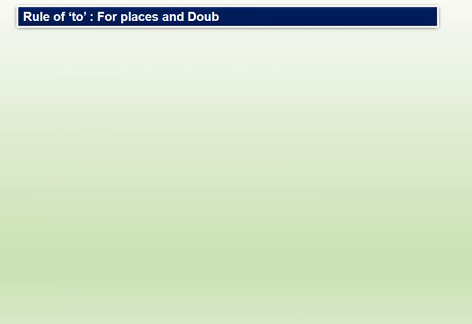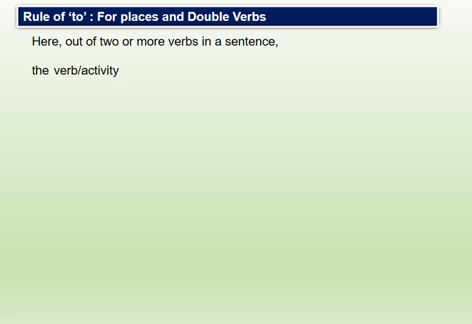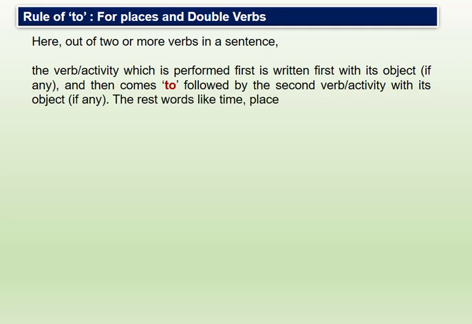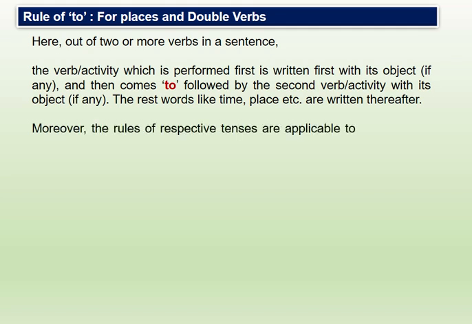So the rule of 'to' for places and double verbs has some sub rules as well. Here, out of two or more verbs in a sentence, the verb or activity which is performed first is written first. If you have noted down the sentences on the earlier screen, you would understand that there are two verbs, but which one is written or spoken first? We need to ask our mind the question: which activity is performed first? And then according to that answer, you would put that verb first.